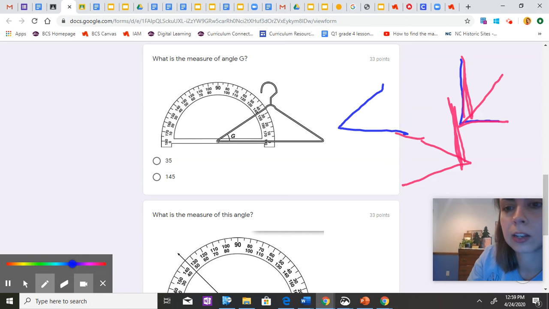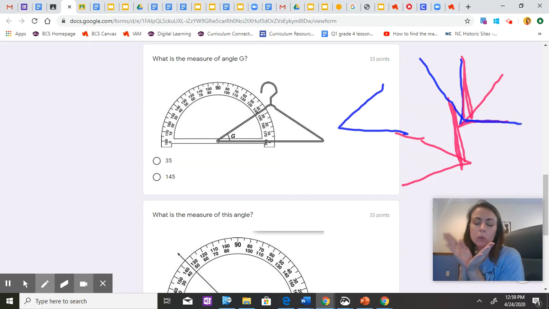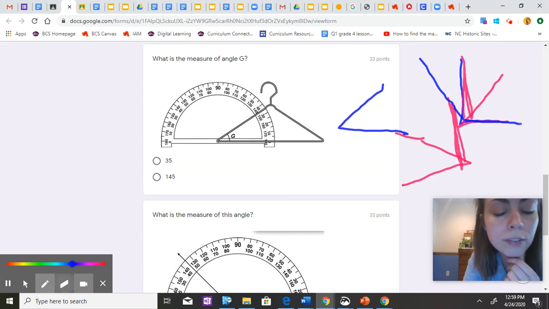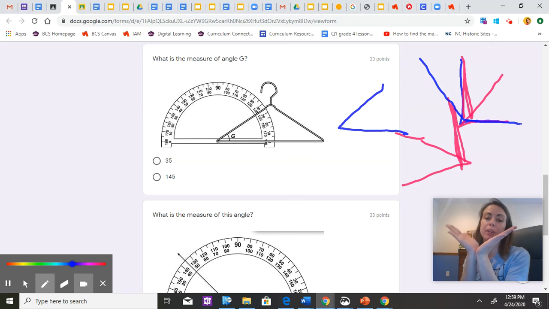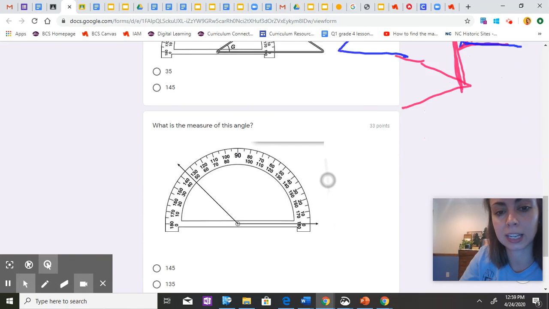Or is it more than 90 degrees? Is it less or more? Does it look like it's wide open, or does it look like it's kind of smushed? Is it cute? Is it little? All right, so if it's 145, that's going to be an open angle. 145 is going to be open. 35 will be little and acute. So that's how you would know that answer. I'm not going to tell you what it is.